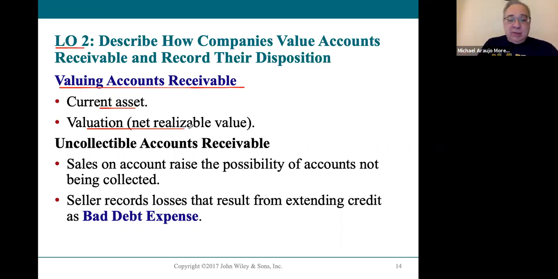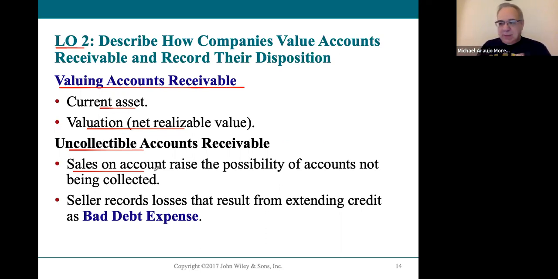Well, why do we have to adjust things? Well, because some accounts are simply uncollectible. Not every customer is going to be able to pay, and that's a sad reality. It's a risk that you take. And of course, you're expecting that cash because you made a sale on account, so you actually did the work, or you gave them the product.